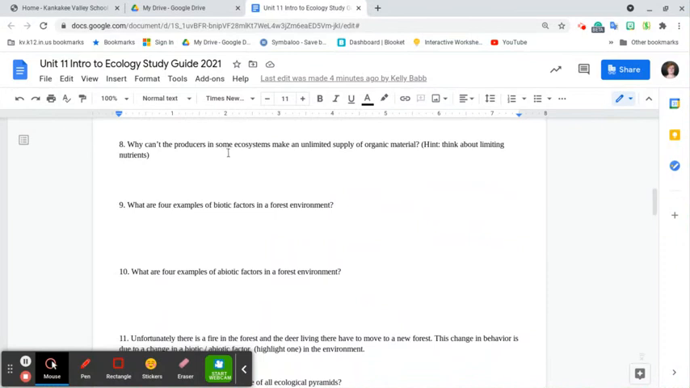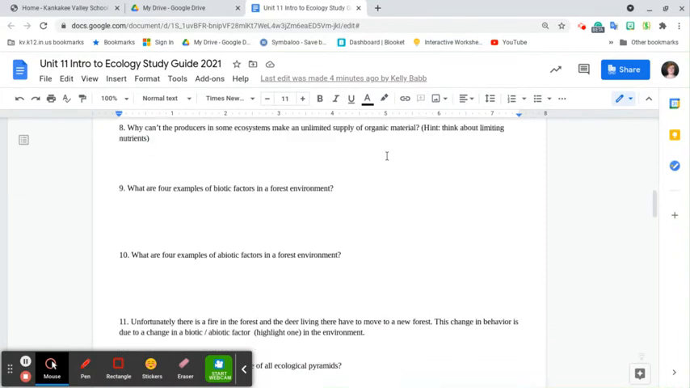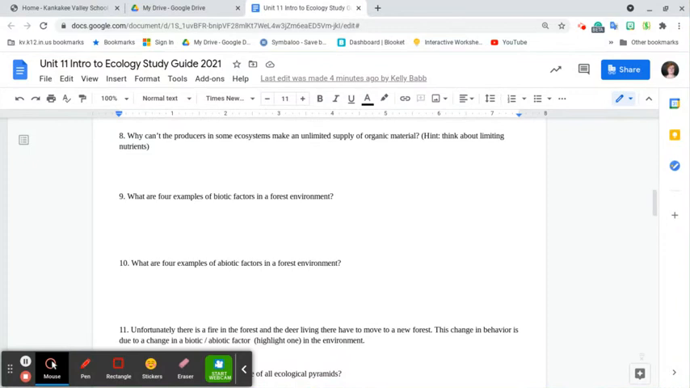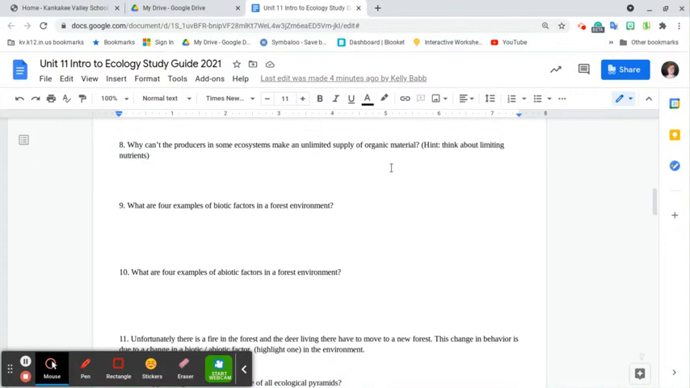8, why can't producers in some ecosystems make an unlimited supply of organic material? Well, there are limiting nutrients in every ecosystem. Sometimes, like in more northern regions, it's going to be the temperature and the amount of sun they get. Sometimes it is the amount of nitrogen or phosphorus or water available. So that is why there's a limit to the amount of organic material. Primarily, the primary producers can only make so much for that environment.